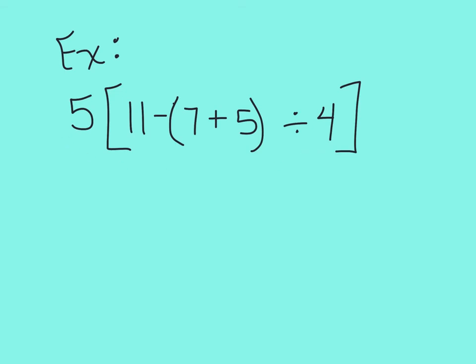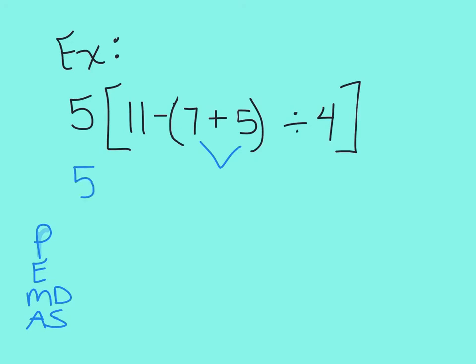So for this particular problem, again, I'm always going to write down what I know. I know that I am going to be working with parentheses, exponents, multiplication or division, addition and subtraction. Again, whatever comes first, left to right. So working within the parentheses, inside out, let's tackle the 7 plus 5. That's going to give us 12.